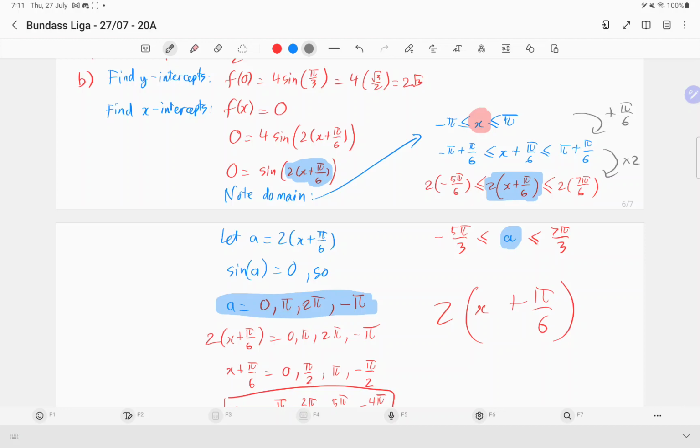Does it make sense? You have to change up the domain because you're solving for a different variable, so you need to get the domain for that other variable. Any question, Emily?